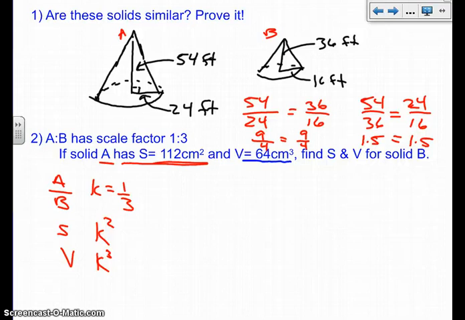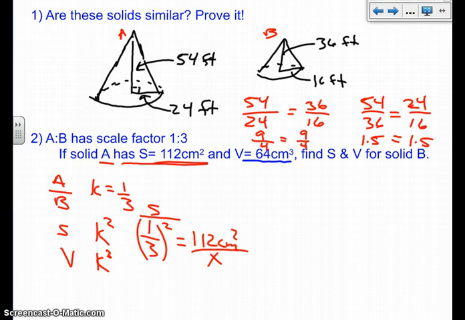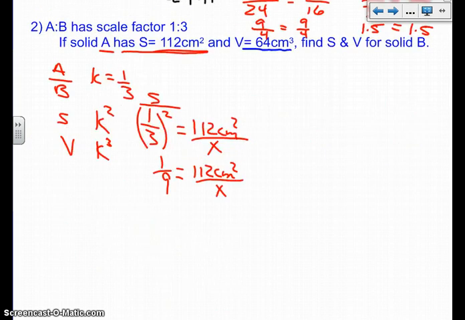Okay, so Juliana, tell us how to set up to find the surface area for B. You do 1/3 squared equals 112 over x. And then you square 1/3 and it's 1/9. Good job. 112 over x. And then you multiply 112 times 9, you get 1,008. And 1 times x is x, right? And who has that? 1,008 centimeters squared. Excellent. Almost everyone.